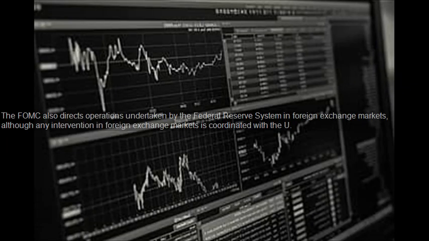The FOMC also directs operations undertaken by the Federal Reserve System in foreign exchange markets, although any intervention in foreign exchange markets is coordinated with the U.S.